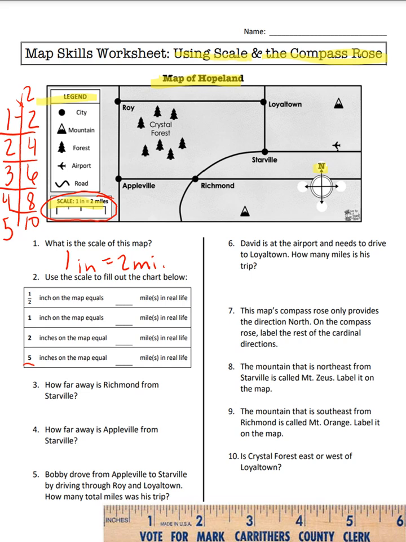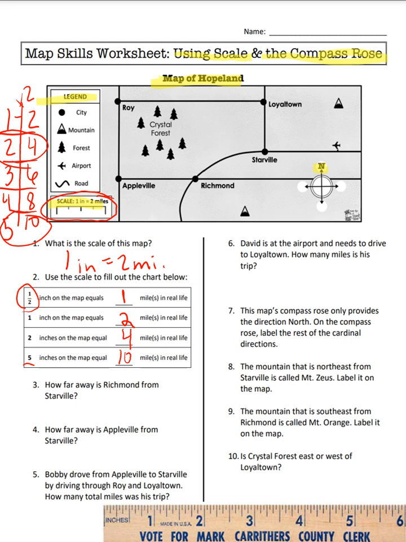First one says half an inch though. It's not on my T-chart, but I know what half of 2 is. If 1 inch is 2 miles, then half of 2 is 1 mile. And then I'll just use my chart to answer the last 3 questions. 1 inch, like my chart says, is 2 miles. 2 inches is 4 miles, and of course 5 inches is 10 miles. Pretty easy. So that's one part of the scale.